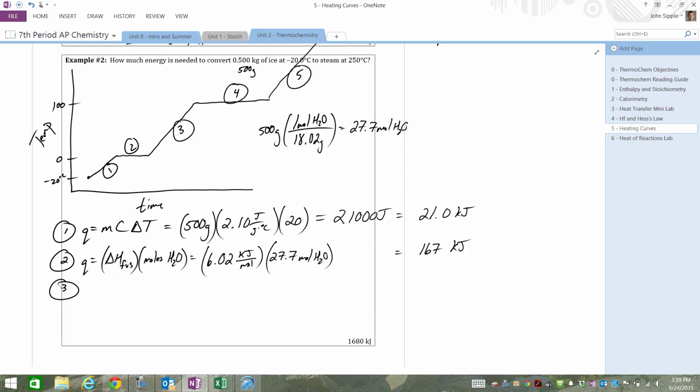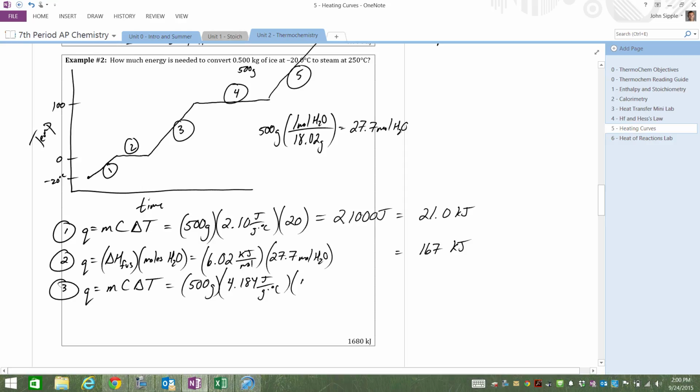We are on another diagonal, so we're using Q equals MC delta T again. We've got 500 grams still. Now we have liquid water, so we have 4.184 joules per gram degree Celsius. And what's our delta T? 100. Thank you, Ms. Green. 500 times 4.184 times 100. I got 209,200, or basically 209.2 kilojoules.